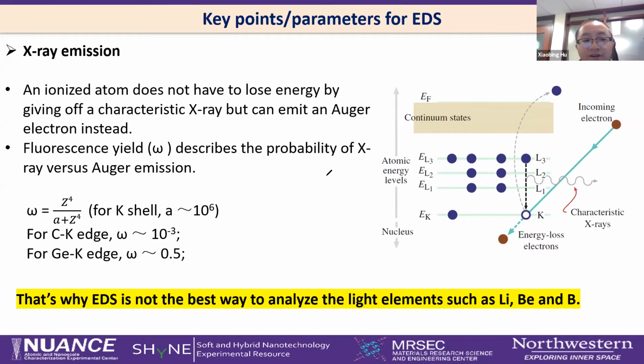So that's why usually you cannot see many X-ray signals. I mean, if you use boron, the fluorescence yield will be even lower. So that's why most EDS in TEM cannot see boron. For higher elements, this rate is high. That means EDS is a very good tool for seeing the heavier elements.